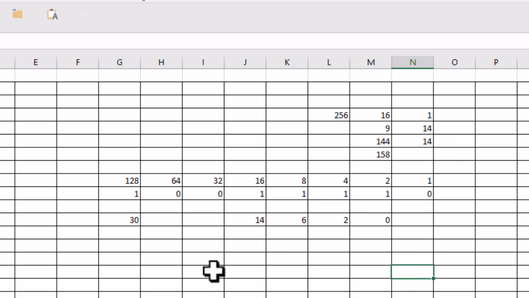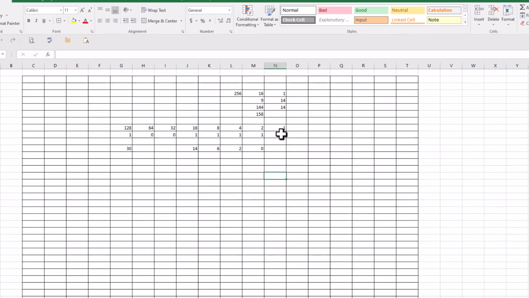So the answer of 9e, e being 14 in hexadecimal, converting that to binary would be 10011110. And there you have it.